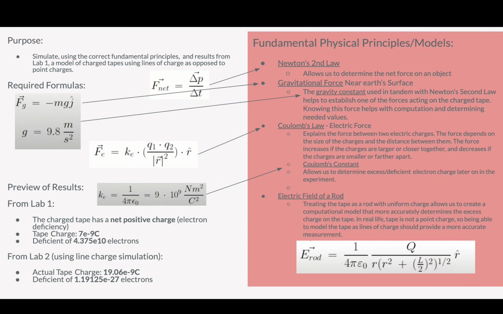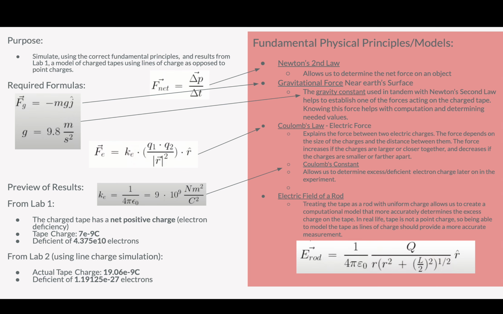The next physical principle was Coulomb's law, also known as the electric force. This explains the force between 2 electric charges. The force depends on the size of the charges and the distance between them. The force increases if the charges are larger or closer together, and it decreases if the charges are smaller or further apart. Coulomb's constant is a useful value, and it allows us to determine, with Coulomb's law, excess and deficient electron charge later on in the experiment.